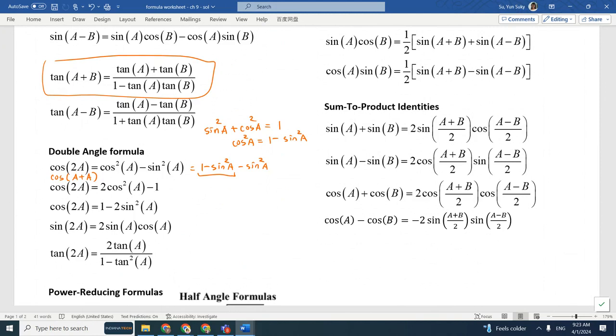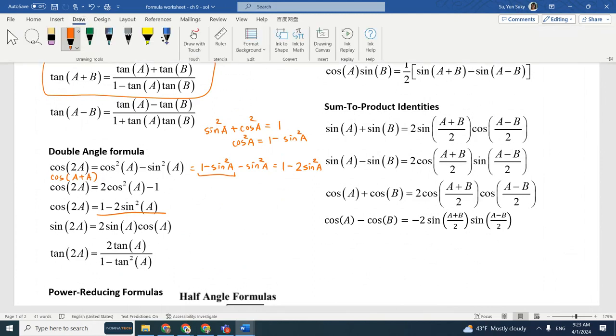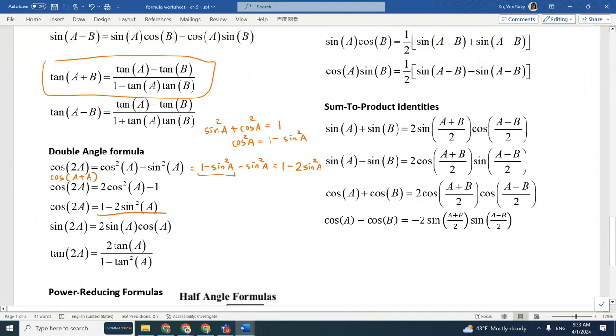Is that okay, everybody? Therefore, you get this equals 1 minus 2 sine squared a, which is this formula. So we have an alternate form, because this is a trig identity and this is the alternate form of it. Therefore, cosine 2a, which we know is cosine squared minus sine squared, is also equal to 1 minus 2 sine squared, the alternate form of it.